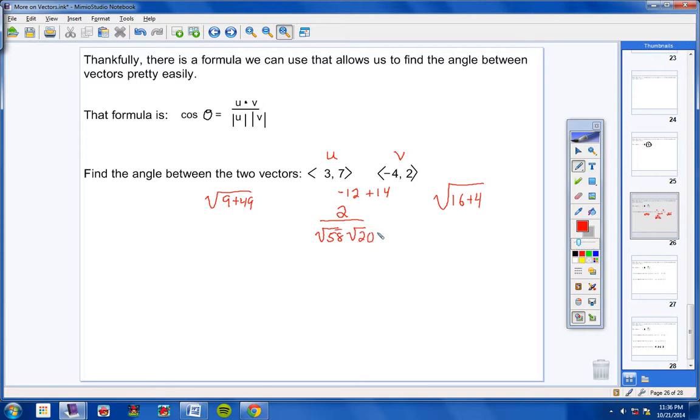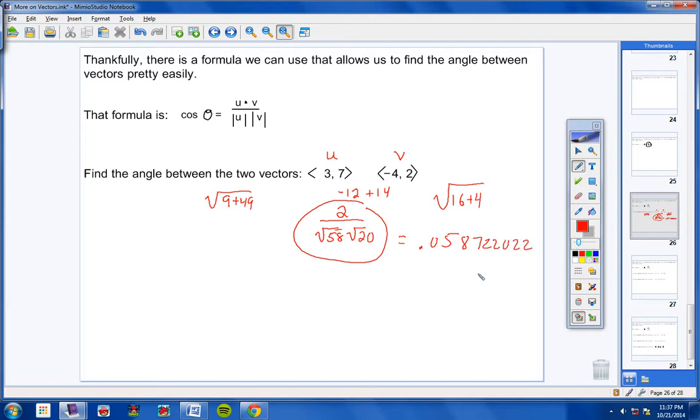So with a calculator, I'm going to go ahead and type square root of 58 times square root of 20, and I will get 34.05877723, and then I'm going to take 2 divided by that number, and I'm going to get this decimal right here. This entire expression here equals 0.058723.